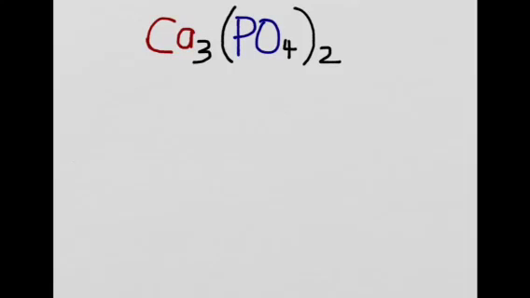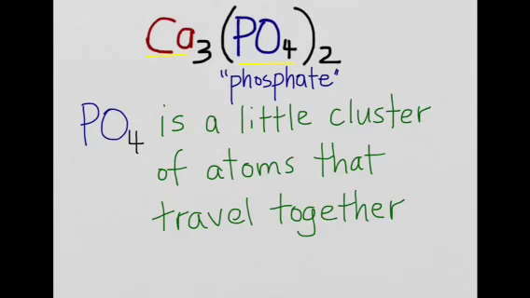Sometimes you might see parentheses used in a chemical formula, like this one. This is the formula for a compound known as calcium phosphate. We know that calcium is an element, but why is phosphate in parentheses like this? Phosphate is in parentheses because it's a little cluster of atoms that have a particular structure. We might even say that phosphate is a little cluster of atoms that travel together. And so by using the parentheses, it shows that they are together rather than just distributed throughout the compound.